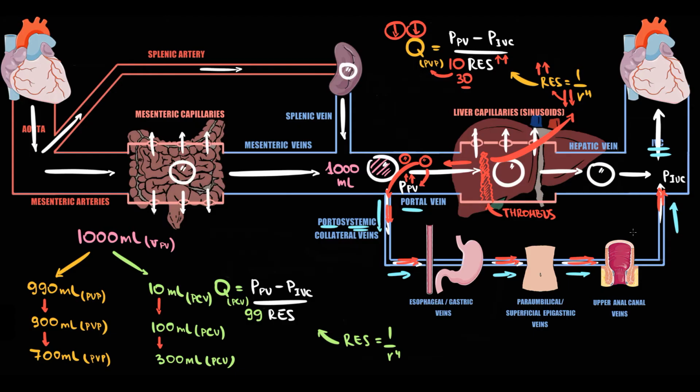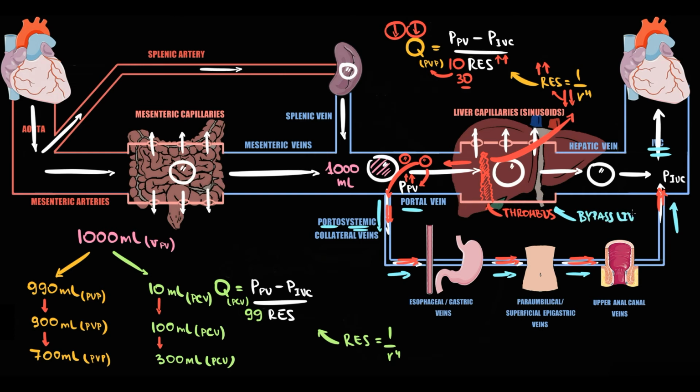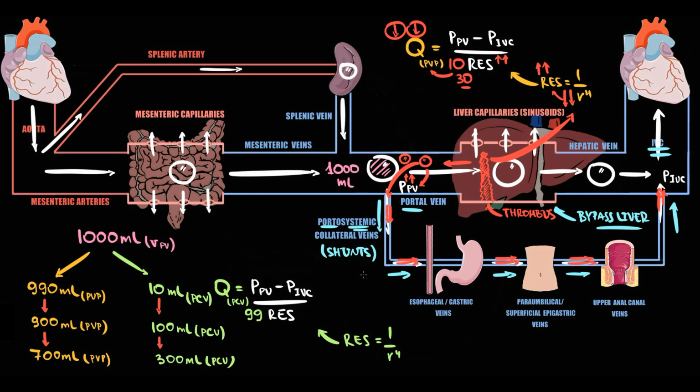Because they provide flows that bypass the liver, they are called shunts. In normal conditions, blood should go through the liver tissue, but these vessels provide blood flow from the portal vein directly into the inferior vena cava. That's why we call them portosystemic shunts.